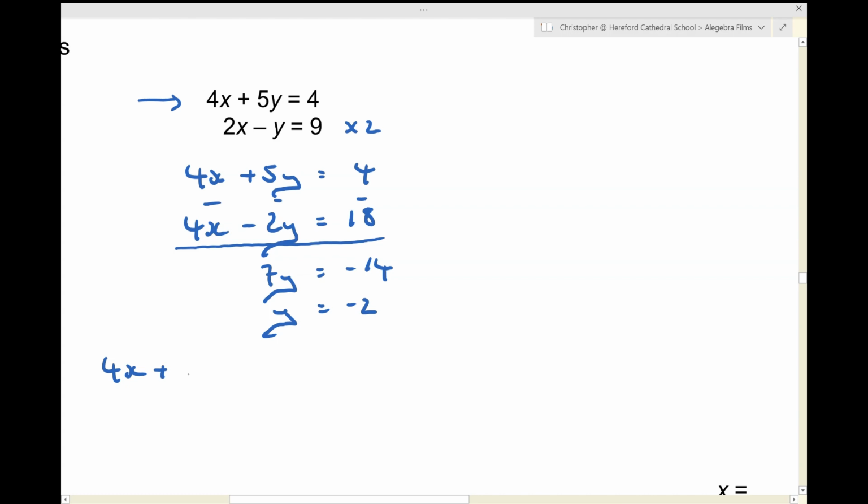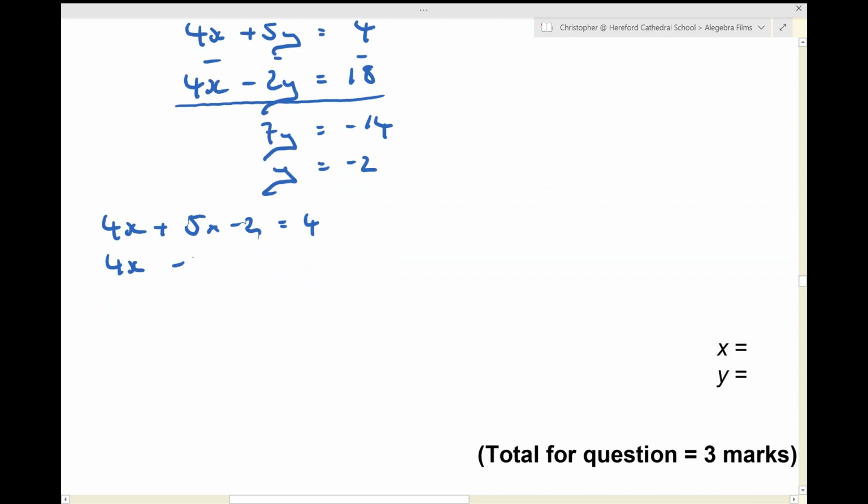4x plus 5 times minus 2, since I think that y is minus 2, equals 4. So that's 4x minus 10 equals 4. Plus 10 to both sides. 4x equals 14. So divide that on my calculator. x is 7 over 2.